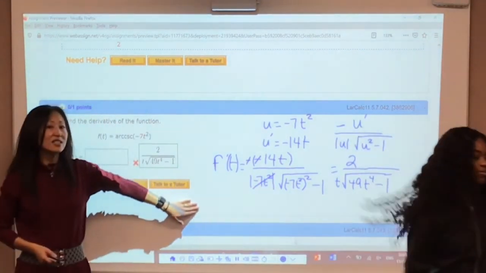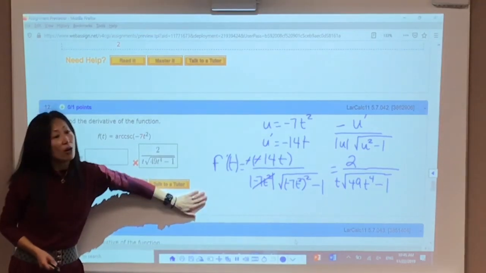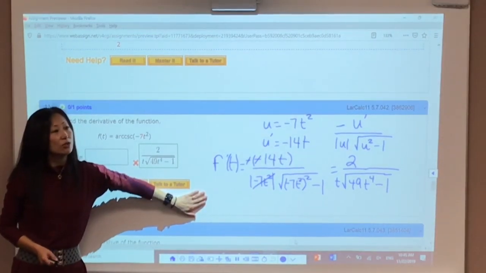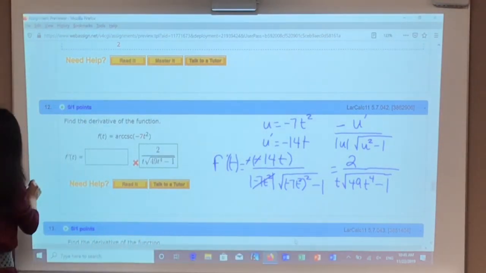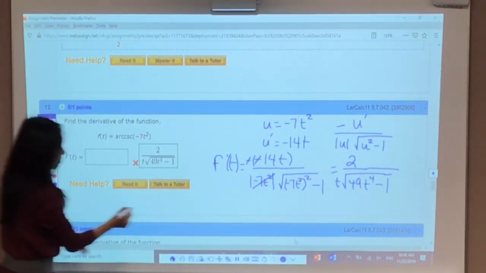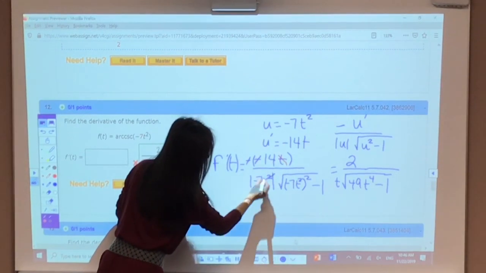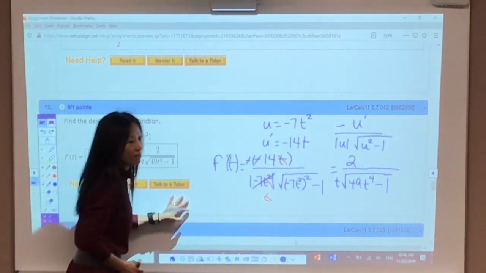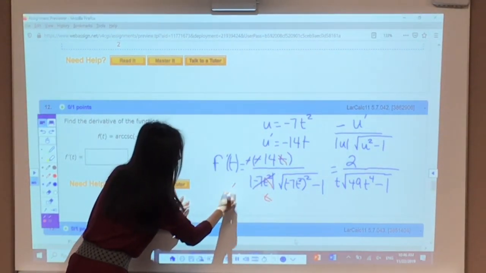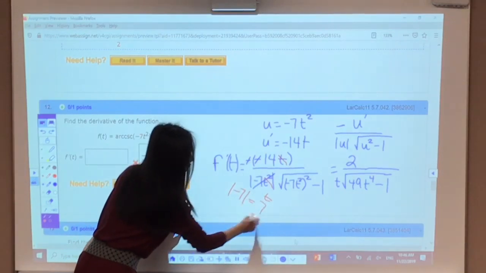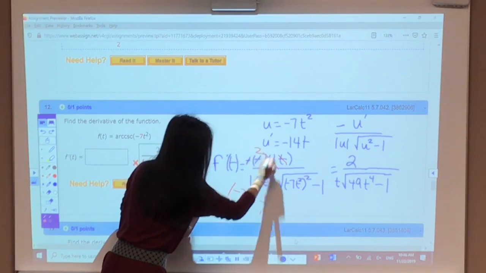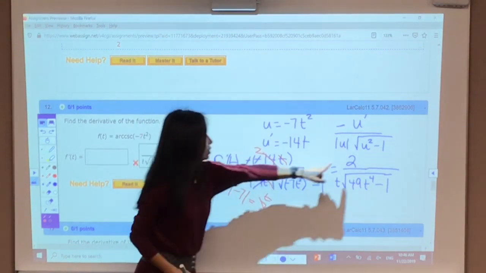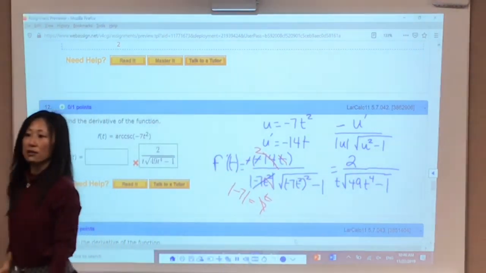Does everybody see that she didn't skip any step? This is what I want. When you take your exam, when you do your homework, I need to see it. I write that down. So everybody see it? This t and that t cancel out, you get one of them left. Absolute value of -7 is the same as what? 7. So that's why 7 and 14 cancel out to be what? Only 2. Is everybody with me?